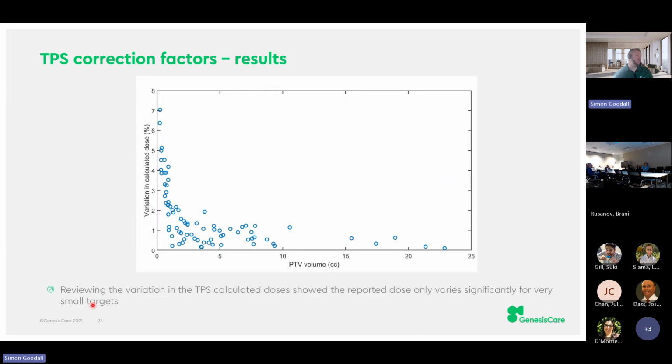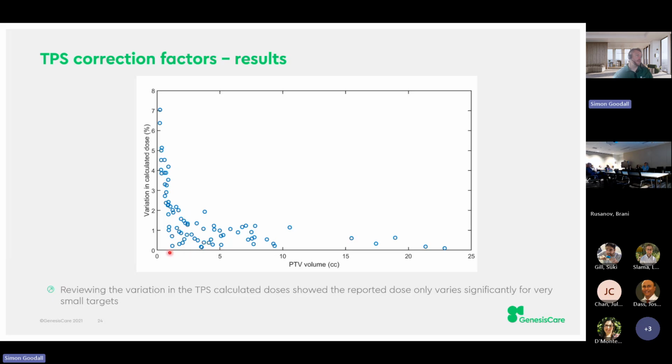And then finally, when we were going through those cases, we looked at the variation and where this is a problem. So based on the PTV volume, what you're seeing is the variation in the calculated dose dependent on the sphere size that you choose. This is the max variation across all sphere sizes. What we see here is that for anything over 5 cc, it doesn't really matter what sphere size you use, and you probably don't need to worry about correction factors.